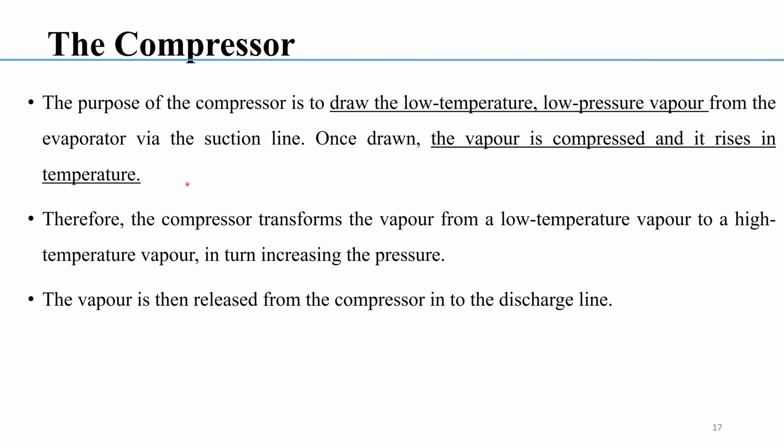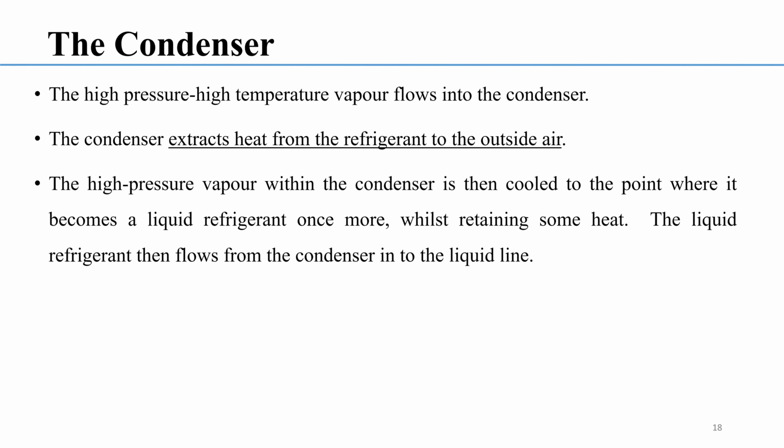Okay, as we have already discussed, the main function of the compressor is to increase the pressure. The vapor is then released from the compressor into the discharge line. Then the high pressure, high temperature vapor flows into the condenser. The condenser extracts heat from the refrigerant to the outside air. The high pressure vapor within the condenser is then cooled to the point where it becomes a liquid refrigerant once more, whilst retaining some heat. The liquid refrigerant then flows from the condenser into the liquid line.